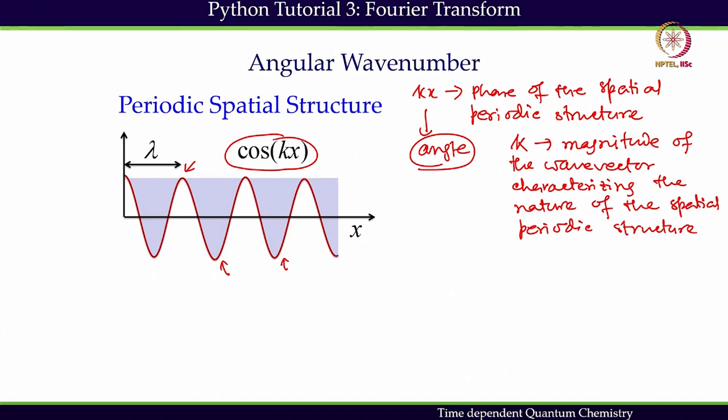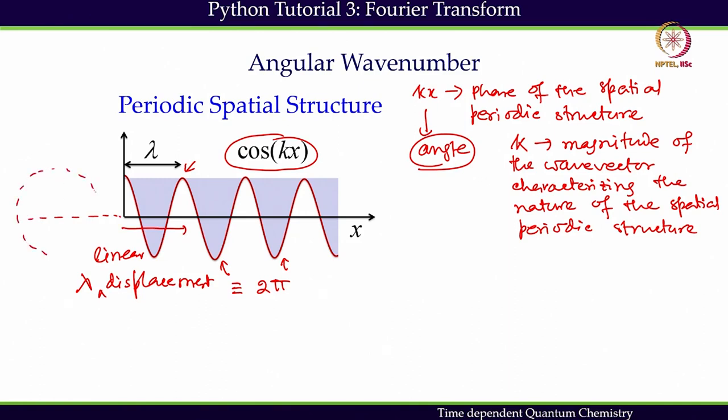What we can note here is that if we have a lambda linear displacement, this is equivalent to a 2 pi phase shift. So this linear displacement along this direction can be correlated with an angular shift. This arrow is now making a 2 pi angle. Once this is making a 2 pi angle, I am actually moving from here to here. So this linear displacement can be conveniently represented with respect to the phase advancement I have in terms of angle.